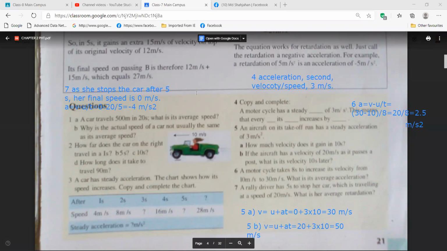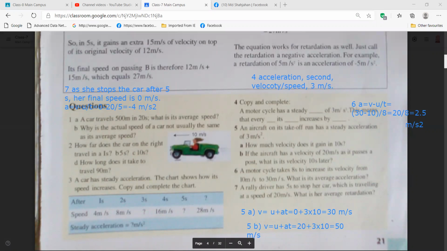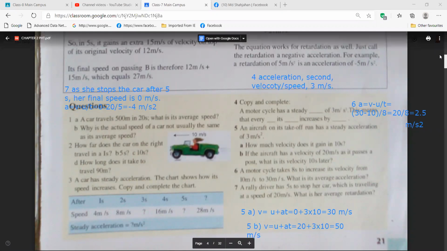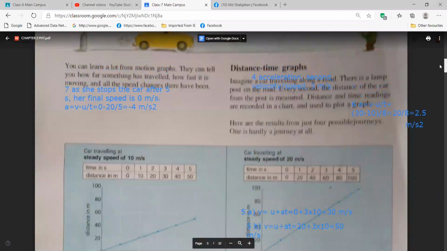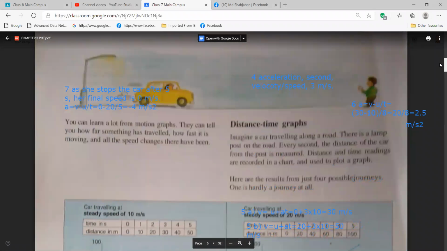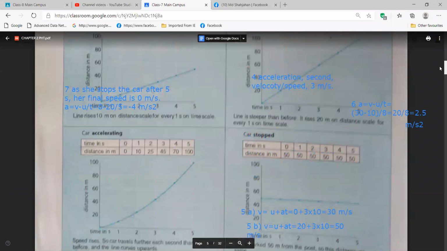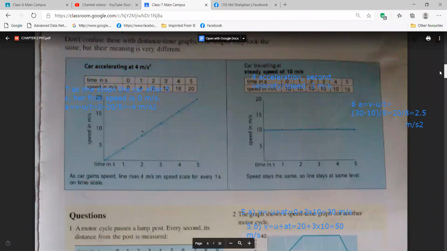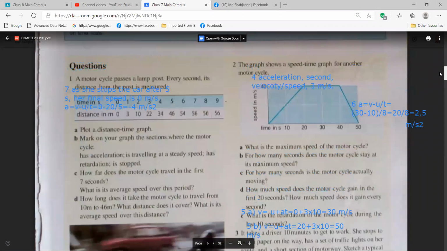So all of you are done. Once you are done, let me know. I showed you all the calculations, right? Look, the answer for 7 shows 4 meters per second square.